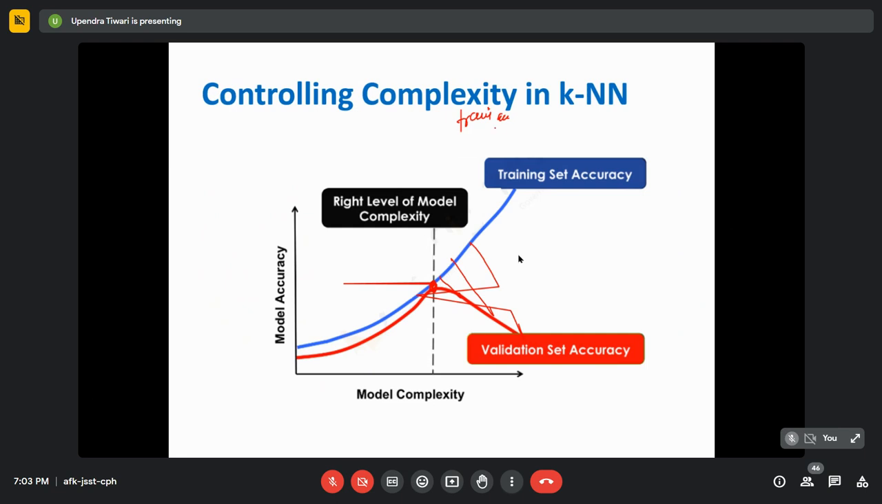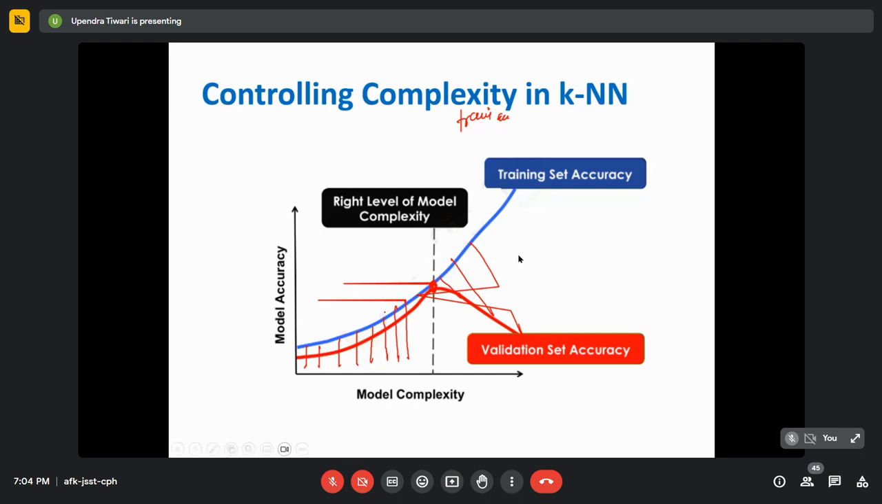So now I'll be trying with different values of K. I'll be building the model with a different value of K, and then I'll be checking at which value of K my model is performing best. So that means I'll have to build this model for multiple values of K.